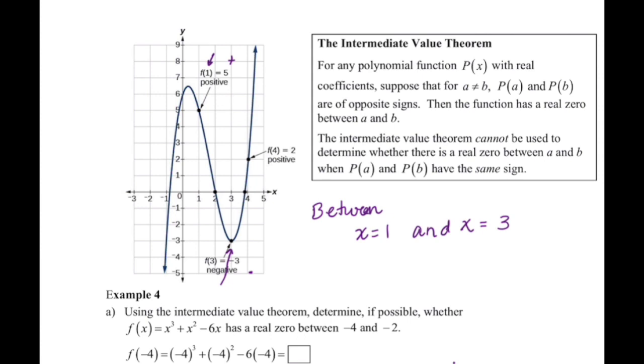It doesn't tell us what the value is. It just tells us that somewhere in between there is a 0 that lies between there. It could be a decimal, so don't assume that because the whole number between 1 and 3 is 2, it's going to be there. In this case, it is. However, don't always assume that.